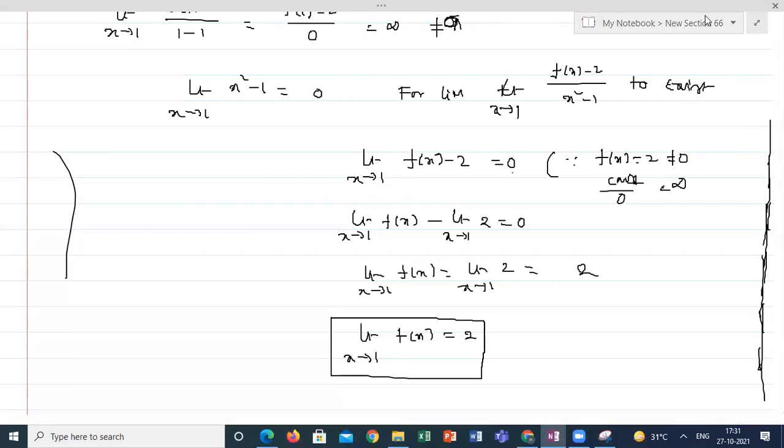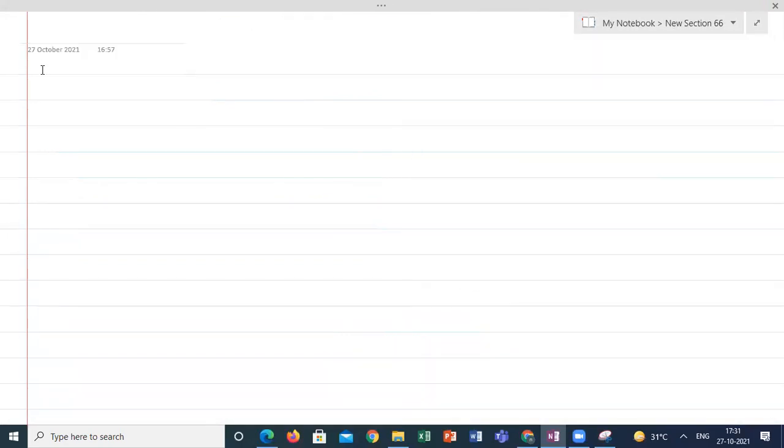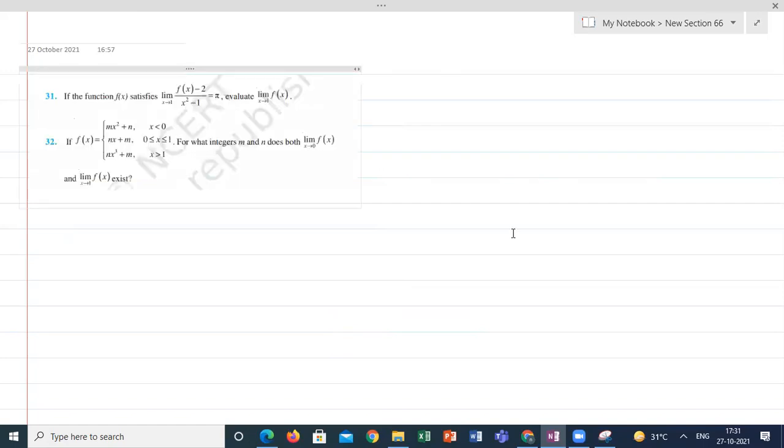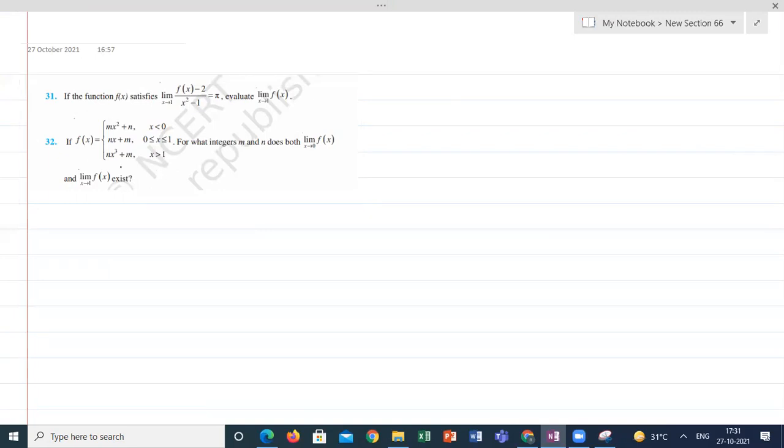The last question from the exercise. f of x is given as mx square plus n for negative values of x; for positive values of x, two functions again: between 0 to 1, closed interval, nx plus 1, and for greater than 1, it is nx cube plus n.